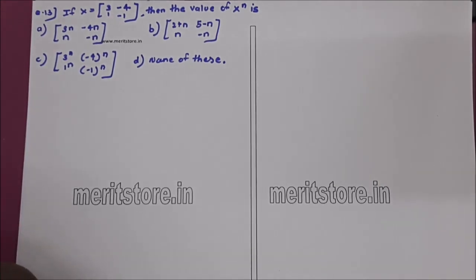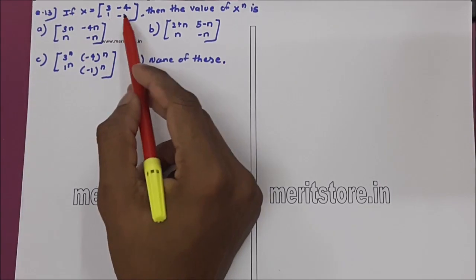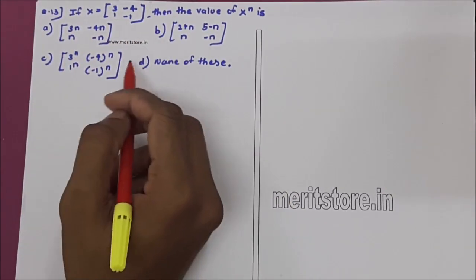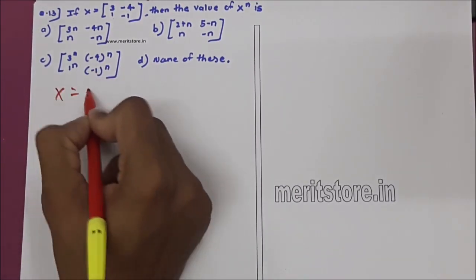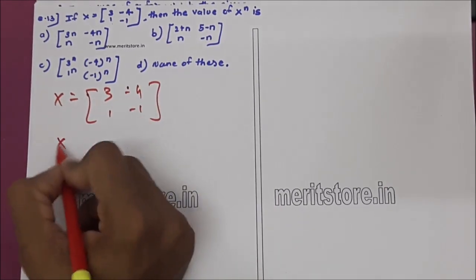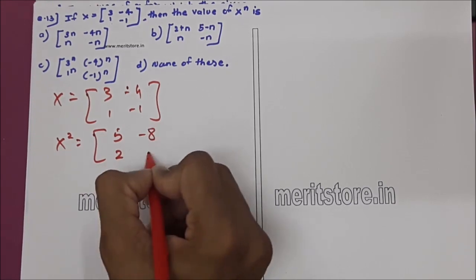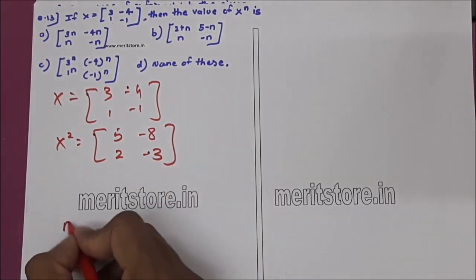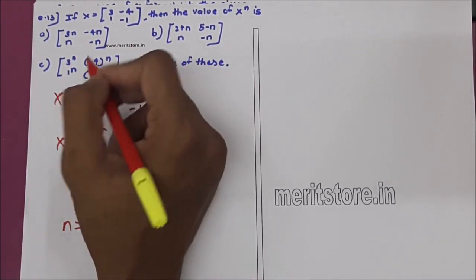Question 13. If x is equal to the matrix 3, minus 4, 1, minus 1, then the value of x raised to n is, we have 4 options A, B, C, D. We solve for x, that is 3, 1, minus 4, minus 1. We take the square of this, we get 5, 2, minus 8, minus 3. If we see clearly, when n is equal to 2, the matrices of A, B and C don't match.